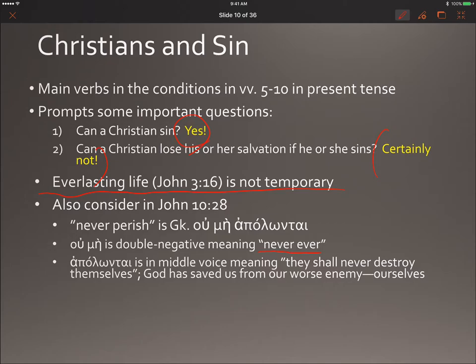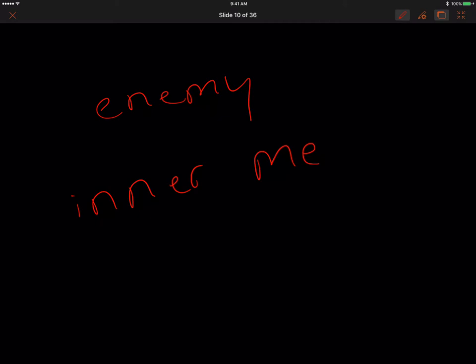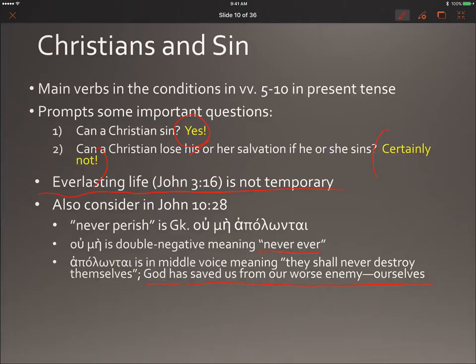God has even saved us from our worst enemy, which is ourselves. You've heard that saying that the enemy is oftentimes the inner me, right? So if we're in the hands of the Lord and nobody can snatch us out of his hand, well, we can't jump out either. Yes, God gives us free will, but man, he has us. When we're genuinely saved, God's got us. And I thank God that he does, because if I could lose my salvation, I would. I think you would also.